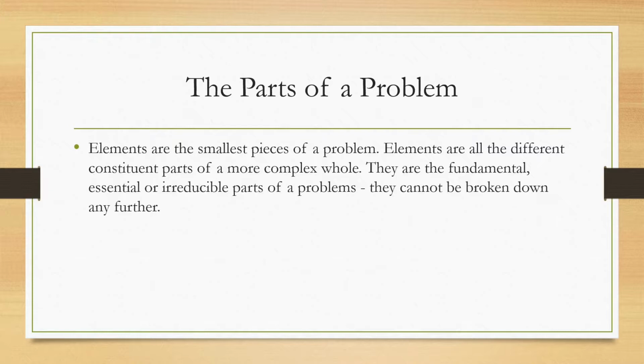Then we can go down further again and we can talk about elements. Elements are the smallest pieces. They're all the different constituent parts of a more complex whole. They're the fundamental, essentially, you can't break down an element any smaller. So think about this on the screen. You might have some type of interface for sending messages. One component of sending a message is where people type. In that, there would be an input box.